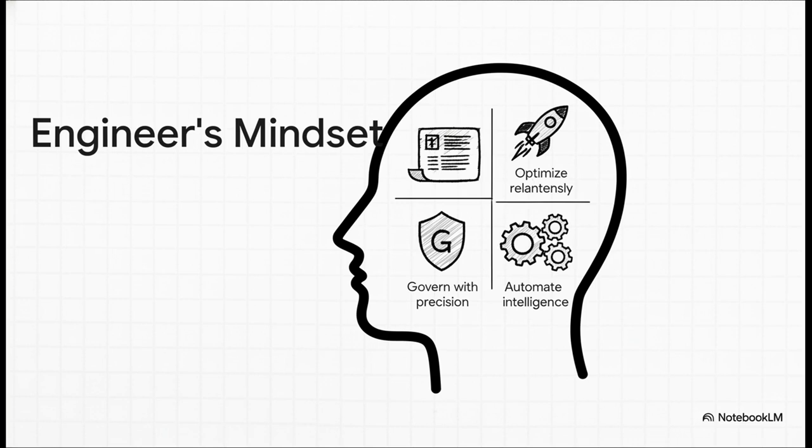So when we put all these decoded patterns together, a clear picture emerges. It's not about memorizing 100 different features. The DP-600 is testing a specific mindset. You need to model with a clear purpose, optimize everything relentlessly, govern your data with absolute precision, and automate your pipelines with intelligence. These are the 4 pillars of a great analytics engineer.